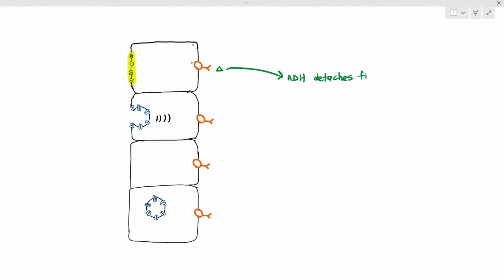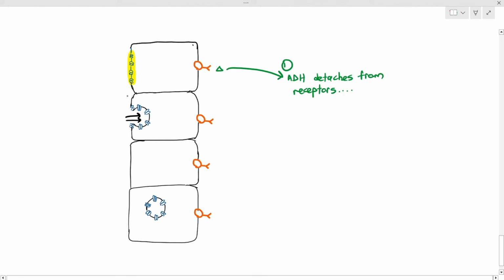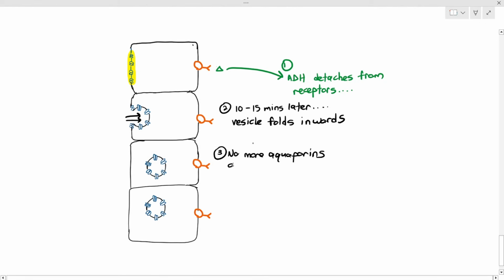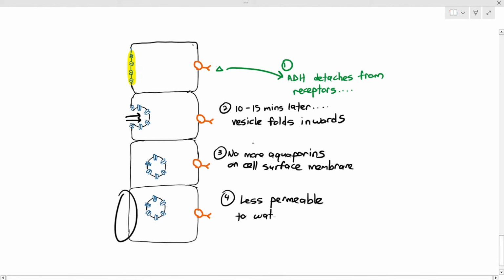And eventually, if your blood has too much water, the ADH will detach from the receptors. As you can see there, the wall was quite permeable, and it causes the cell surface membrane to fold inwards. And when it folds inwards, 10 to 15 minutes later, the vesicle folds inwards, no more aquaporin on the cell surface membrane, and the cell surface membrane is less permeable to water. So less reabsorption of water takes place.